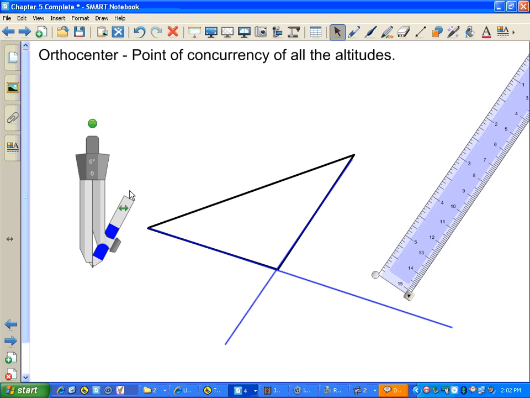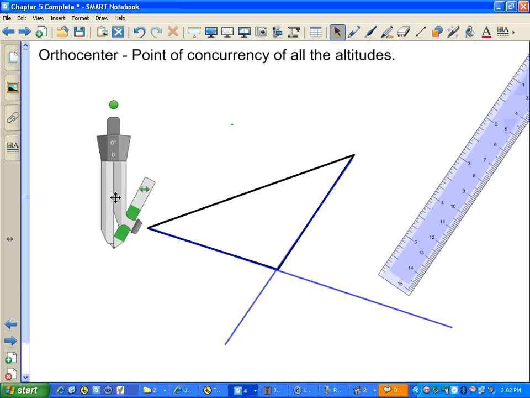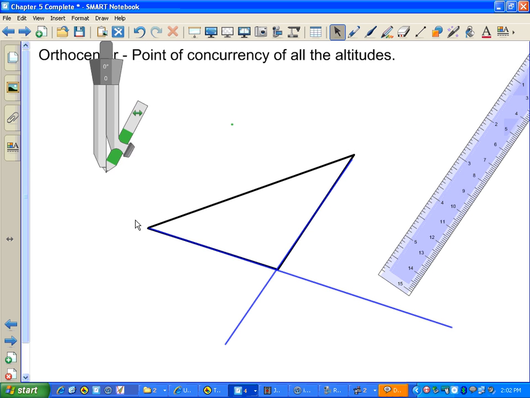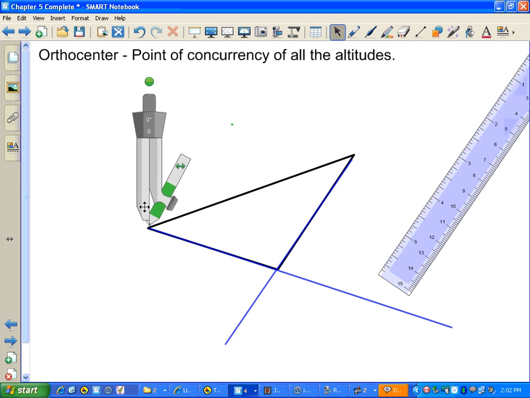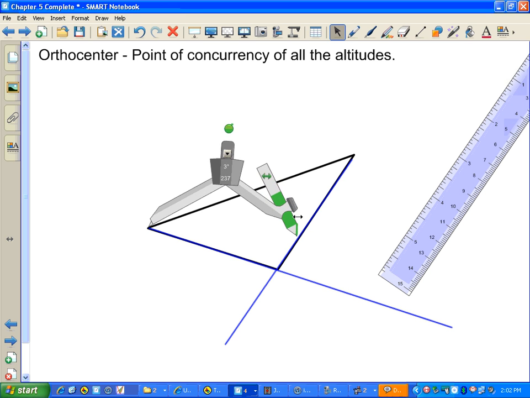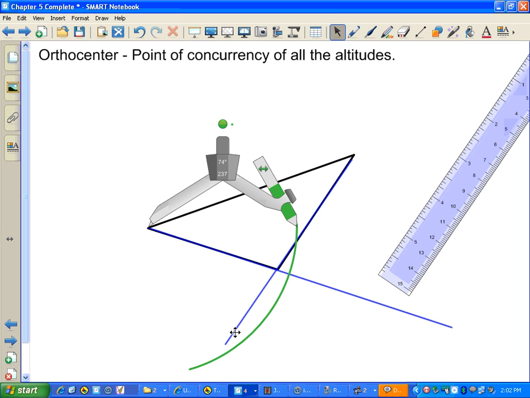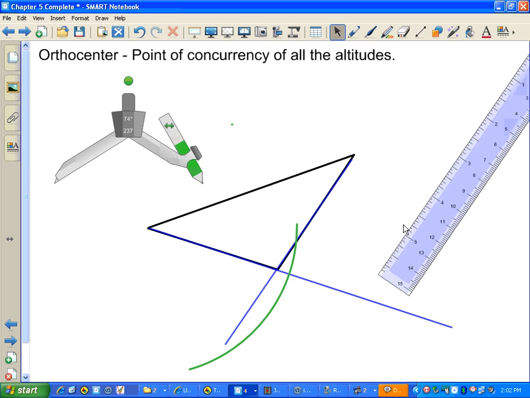So now we'll start constructing them. If you remember the construction, we want a line that's perpendicular. Let's go through it from this vertex first. I want to go through this point and be perpendicular to this side. So I need a circle that's going to touch that side twice. It looks like I need to extend that line a little bit further.